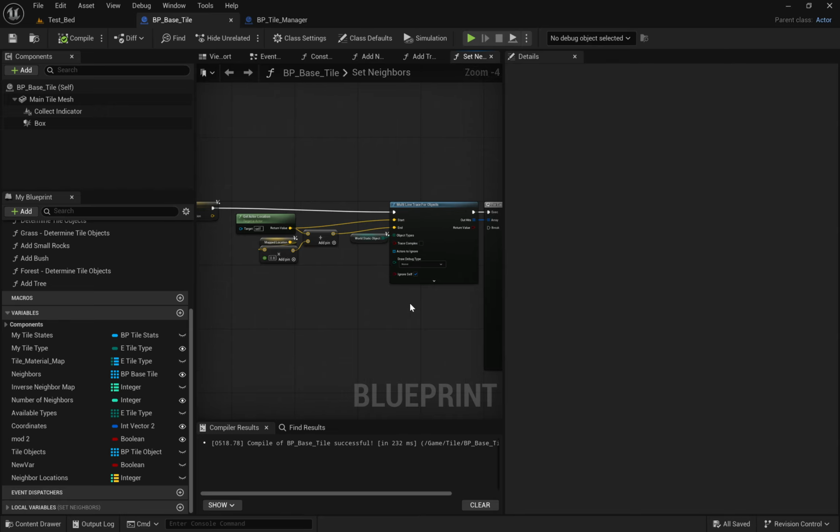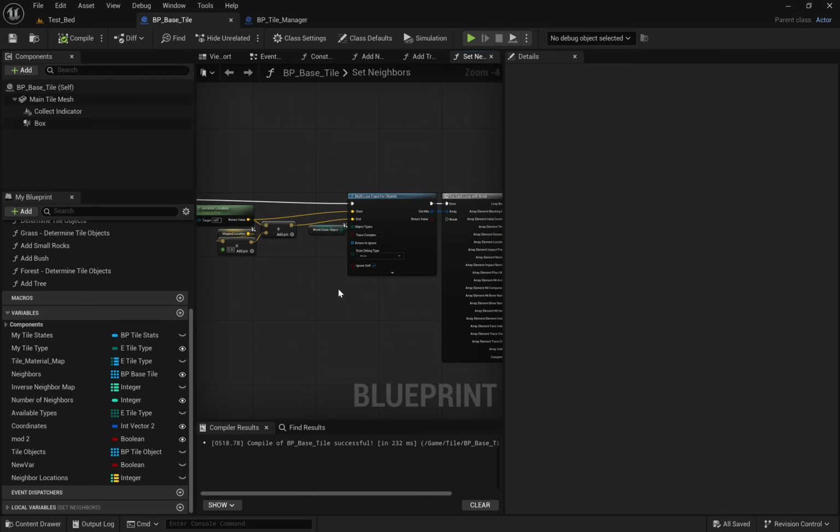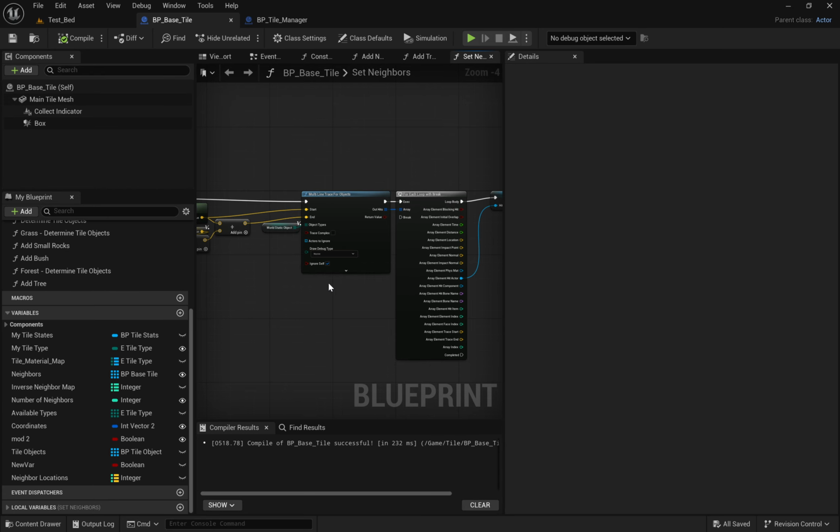So when a tile gets spawned in, what it functionally does is it looks on all 6 sides and says, "Is there a tile here?" And if there is a tile there, it sets that tile to be its own neighbor. So it says, "Hey, me, the new tile, I have this new neighbor." And then it also tells that old tile, "I'm your new neighbor." So both of them need to know that the other tile is its neighbor.